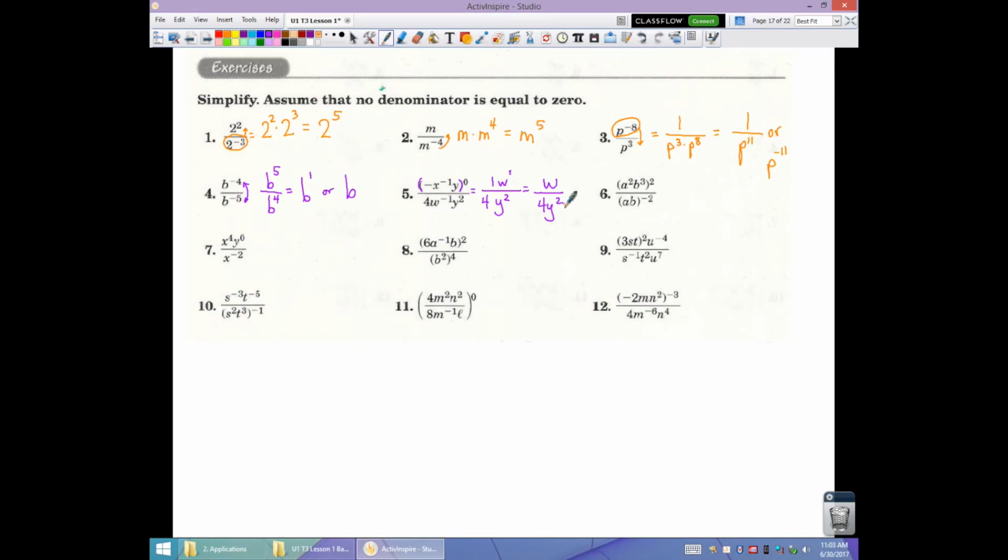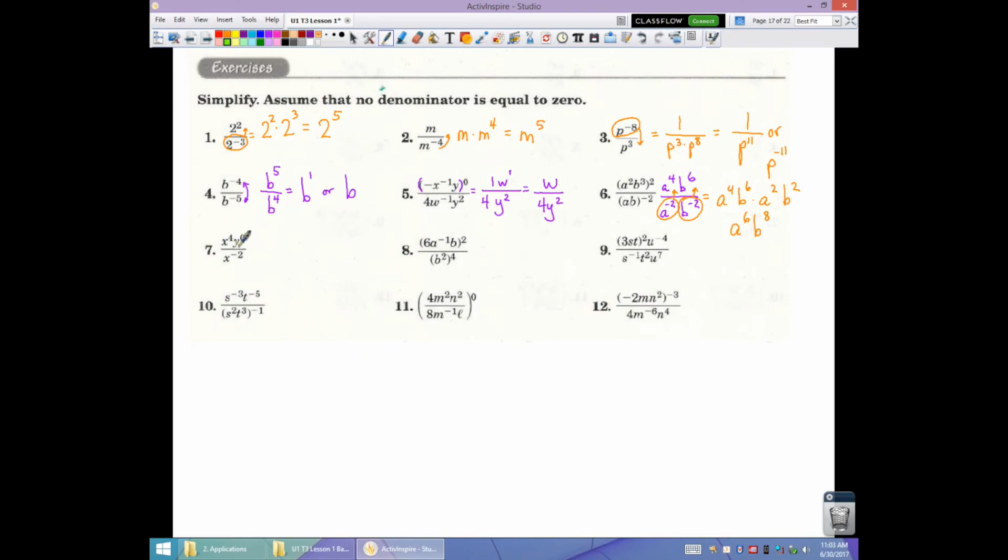Number 6. If I use a power to a power first, that becomes a to the 4th, b to the 6th, over a to the negative 2, b to the negative 2. Well, we want to move those negative exponents out of the denominator to make them positive, so this goes up, this goes up. So this is a to the 4th, b to the 6th, times a positive 2, b positive 2, which I simplify my a's, a to the 6th, and the b's, b to the 8th.